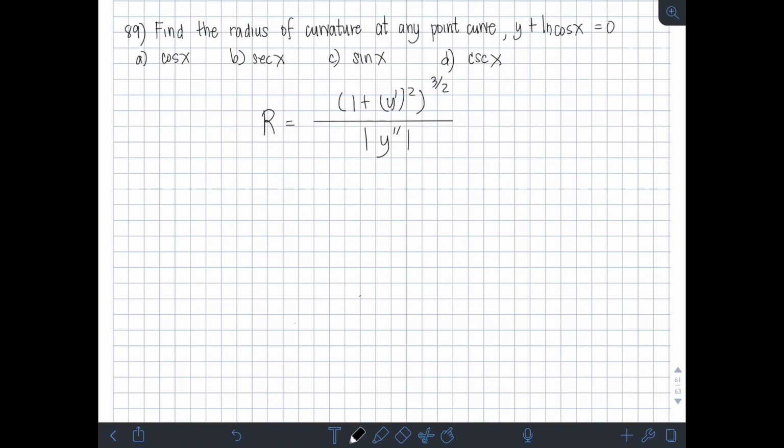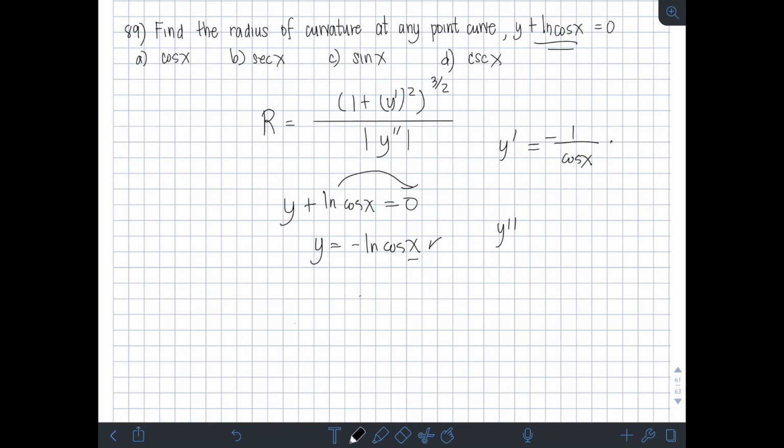Okay? So, kung given tayo ng equation na y plus ln cosine x equals 0, solve lang natin si y, transpose si ln cosine x, negative ln cosine x. So, hanapin natin ngayon dito sa y equals negative ln cosine x yung y prime tsaka y double prime. So, yung y prime is first derivative lang, right? So, anong derivative ng negative ln cosine x? So, chain rule. Derivative ng ln is 1 over u. U natin is cosine x.